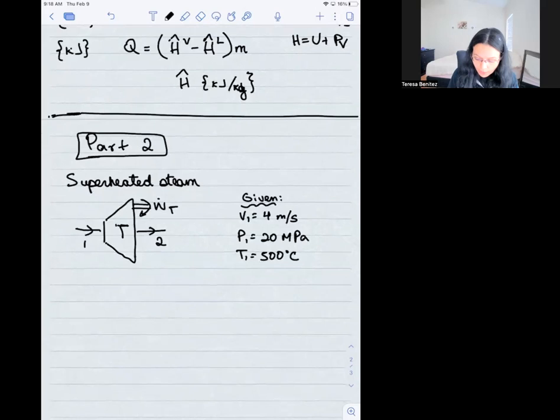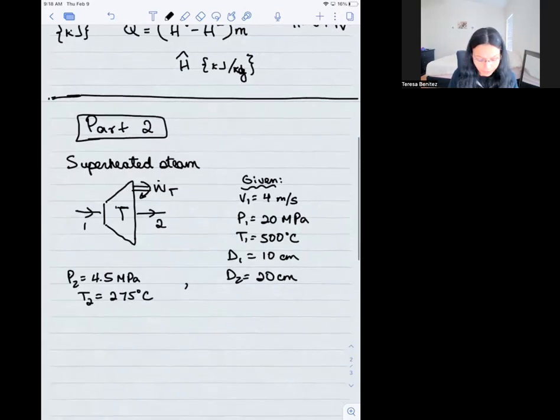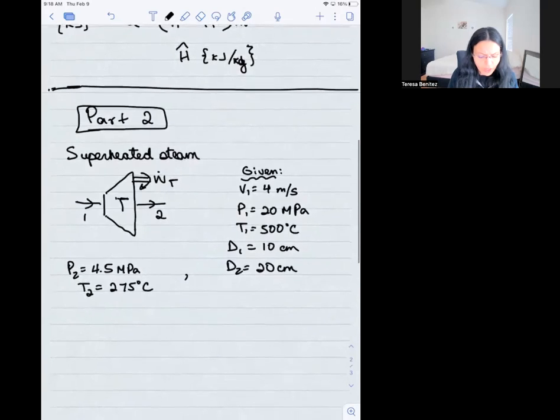Then we have that the diameter is given, 10 centimeters at the inlet, and it's also given at the exit, along with the pressure at the exit, which will be lower, because that's what happens in a turbine, and the energy of the fluid is decreasing. So we can convert that energy to useful energy for us. And is that it? That's it.